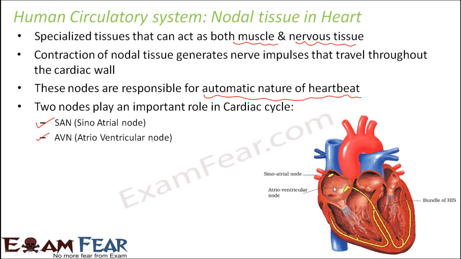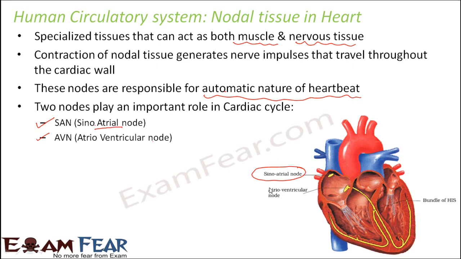Now this is the heart. The yellow colored highlighted structures denote the nodes. So this is the sinoatrial node. If you see, it is located on the wall of the auricle. So this is the auricle, right? The right auricle. That is why it is named the sinoatrial node, because it is located on the wall of the auricle.